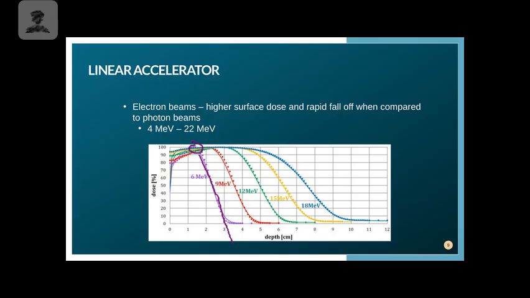If you go back to the photon depth, the photon really extends out because there's still quite a bit further into the body. It's not as rapid a fall off as the electrons.